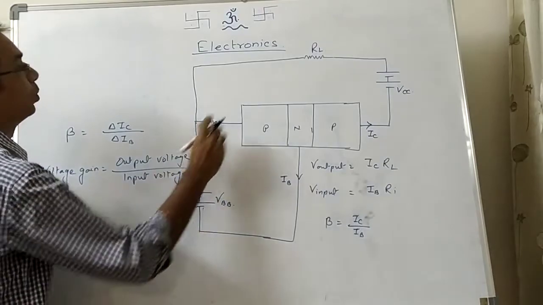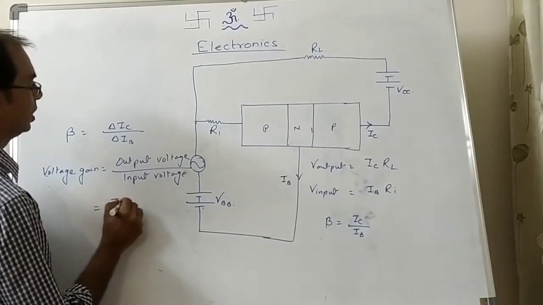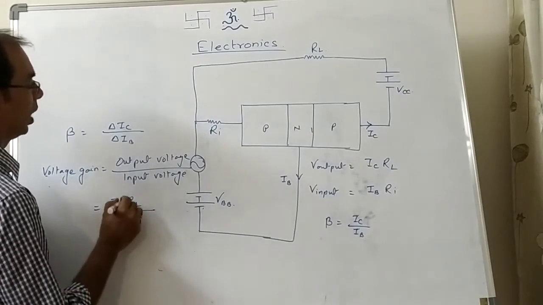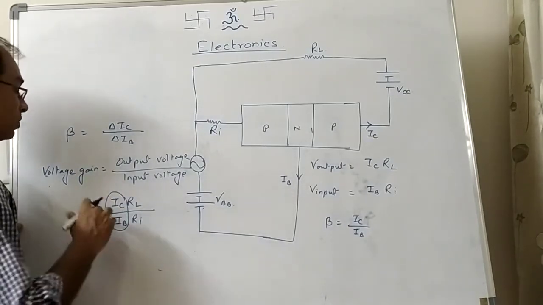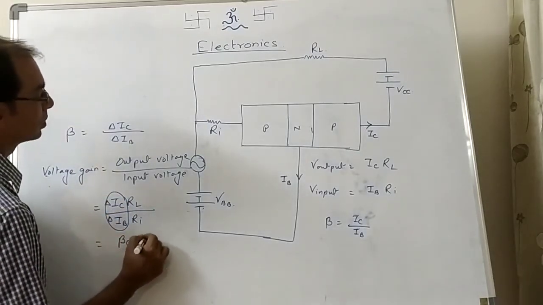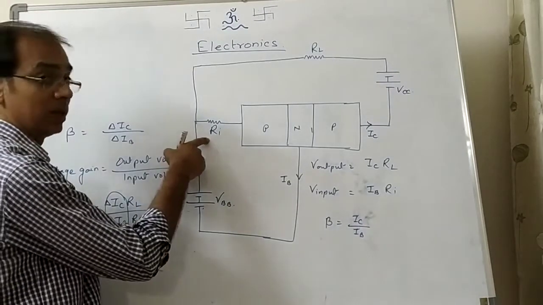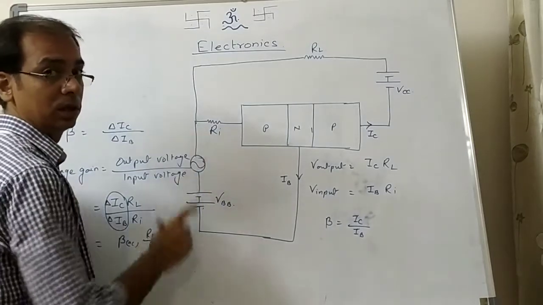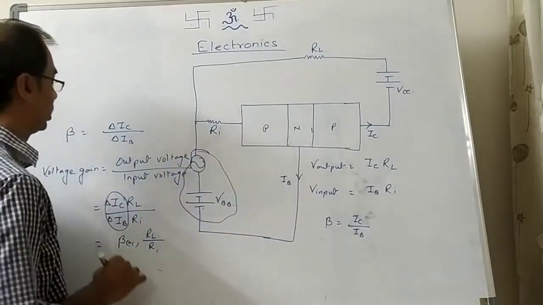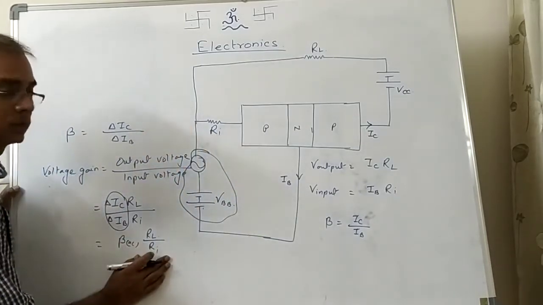Now what is output? Output means across this. And what is the current across this? IC RL. So that is IC RL by IB RI. Now IC by IB you already know, it's beta, or for AC it will become delta. So this is beta AC RL by RI. What is RI? RI is the input resistance, remember that. Is that clear to you? Don't calculate all this to get the input voltage. Just see the current through this one into RI. That will give you the input voltage.